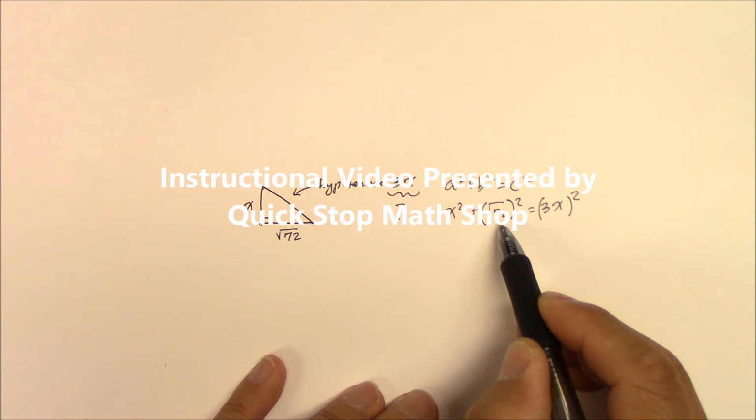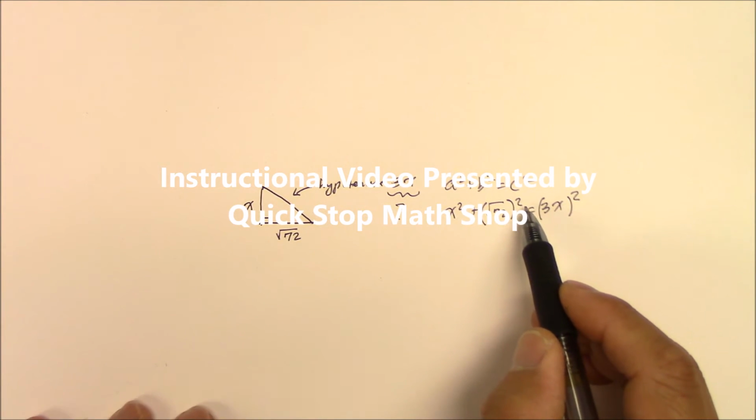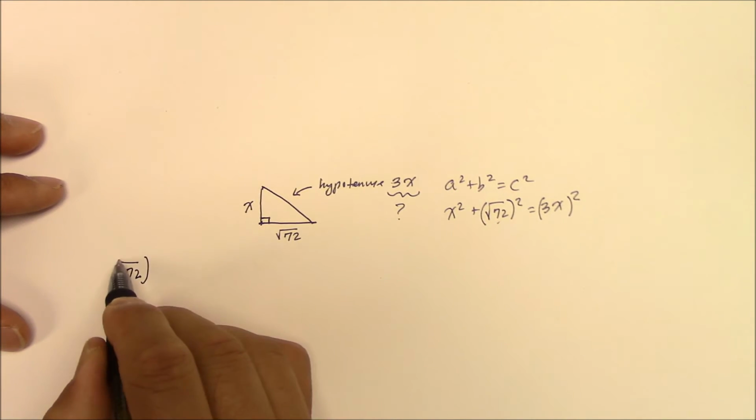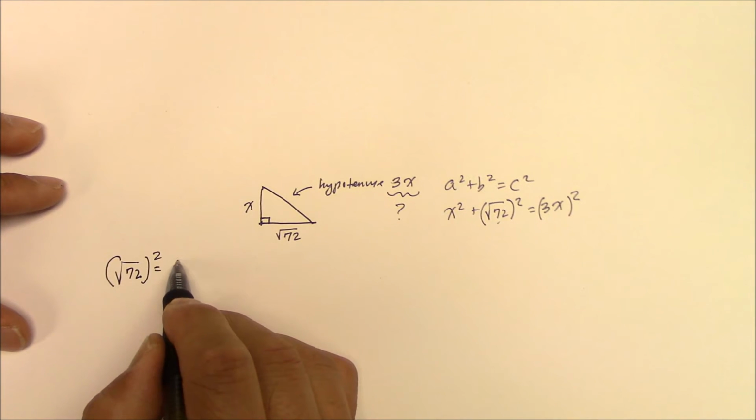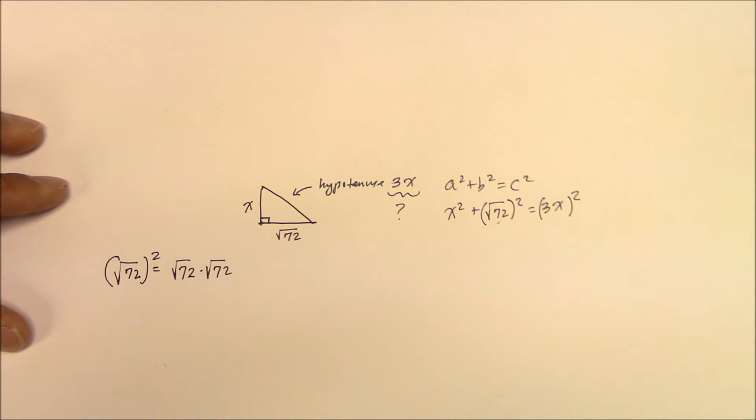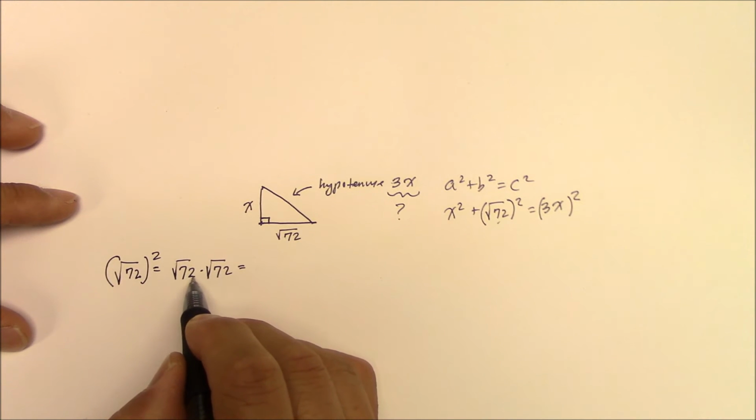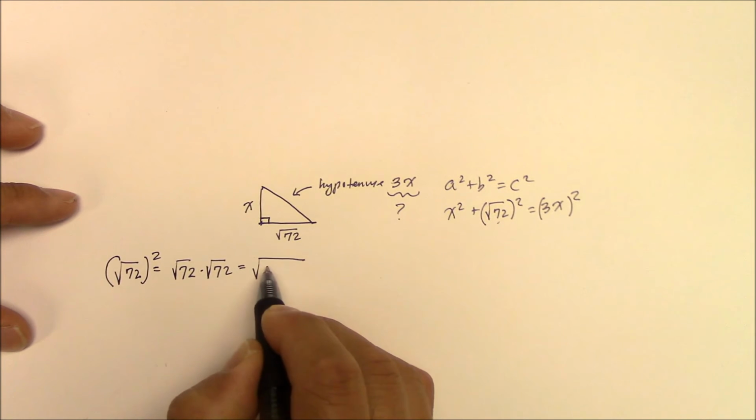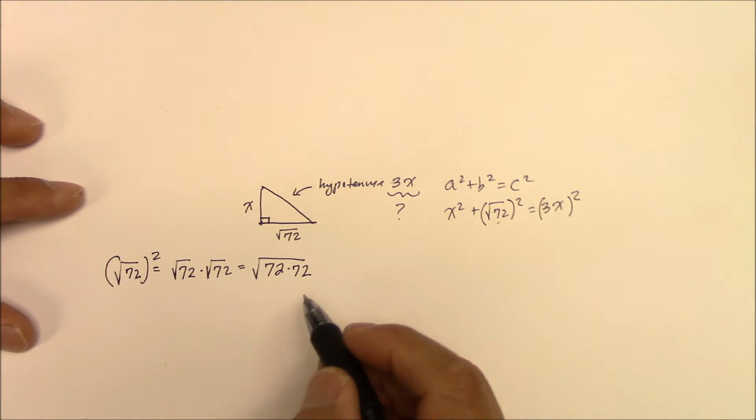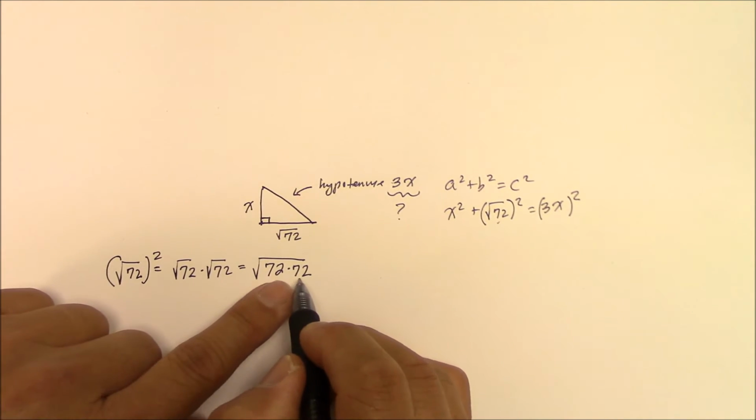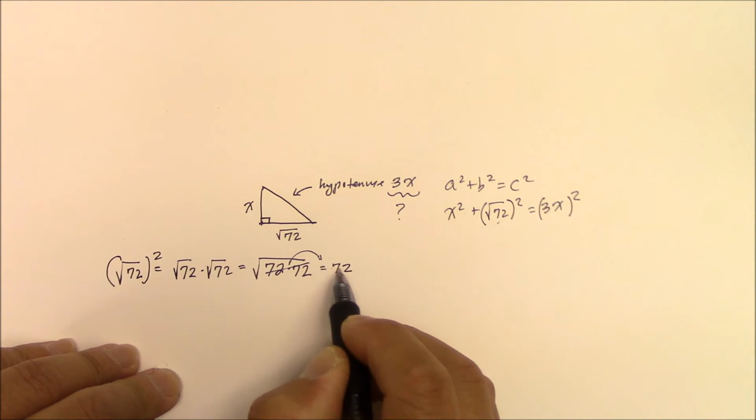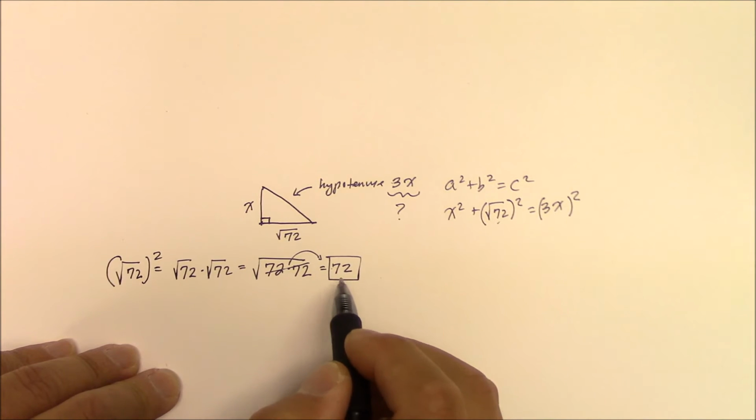What is square root of 72 squared? So here's how it looks. Would you believe that square root of 72 squared is just like saying square root of 72 times square root of 72? Yep. And would you believe that square root of 72 times the square root of 72 is the same as saying square root of 72 times 72? Yep. And would you believe when you have a square root of 2 identical numbers, they come out as just 1? Get out of here. Really?